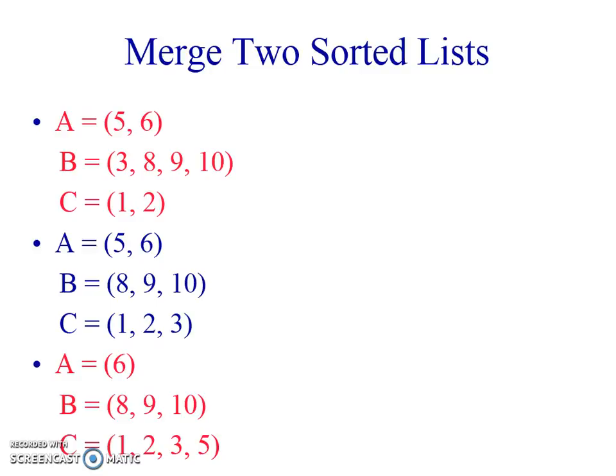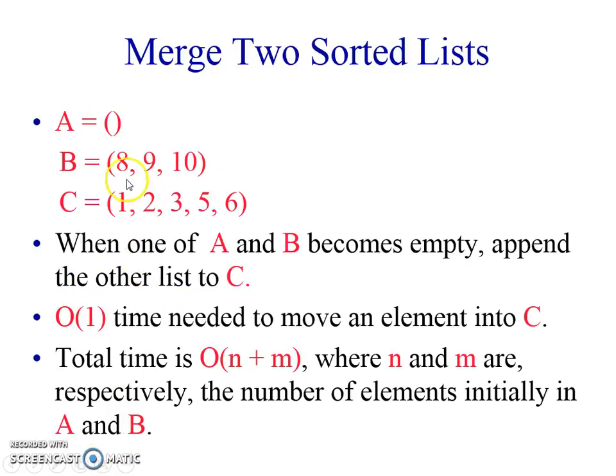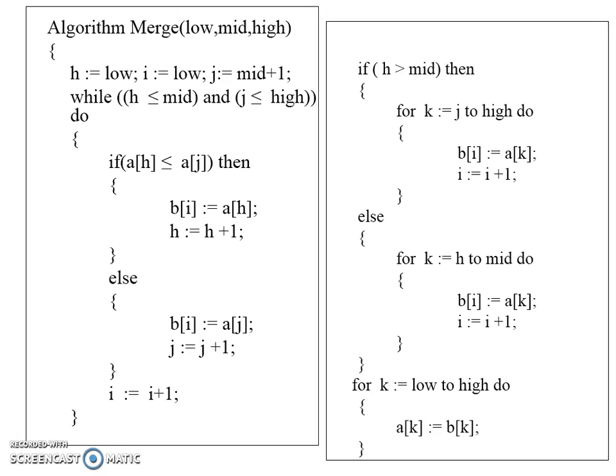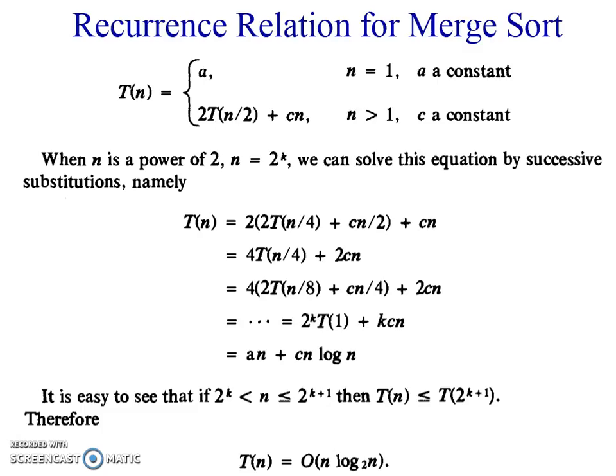So as you can see, my A becomes empty after a point. Then the rest of the elements of the second list are appended to the elements of the C. So as you can understand, the number of comparisons in my merge is equal to the total number of elements in the list A and the list B. So if N and M are the number of elements in A and B, the total time needed to form C from A and B using this simple merge algorithm will be O of N plus M. So now this is the basic algorithm. You can go through the algorithm which I have just now discussed.